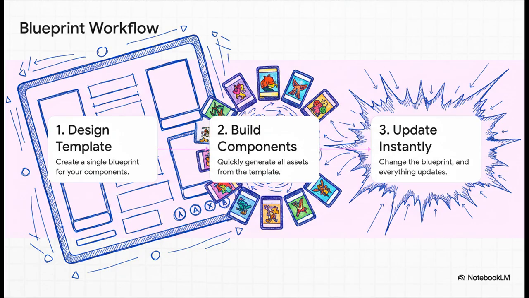Okay, the blueprint editor, this is where the magic really happens. See, instead of designing 50 different cards one by one, you just design one perfect template, your blueprint. Then boom, you can generate all 50 cards from that template. But the real power comes when you need to make a change. Let's say you want to move an icon. You just change it once on the blueprint, and every single one of your 50 cards updates instantly. That's not just a time saver, that's freedom to experiment without wanting to tear your hair out.